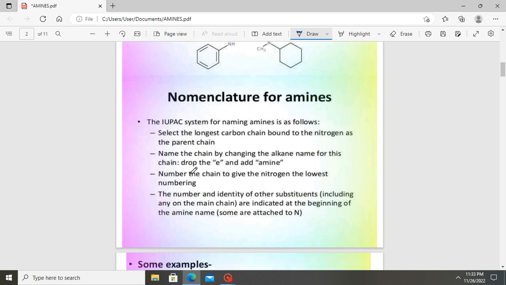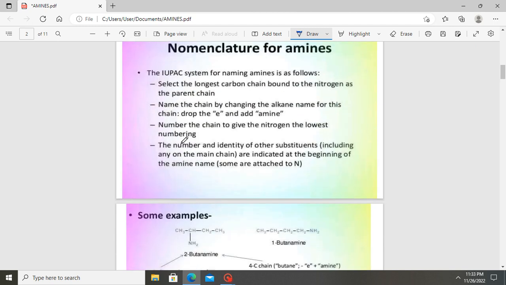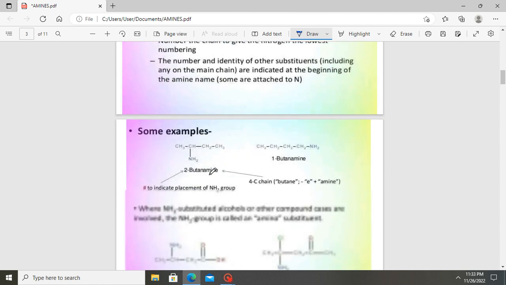Then you number the chain to give the nitrogen the lowest number. Then the number and the identity of the other substituents, including any on the main chain, are indicated at the beginning of the amine. So let's take examples like this.